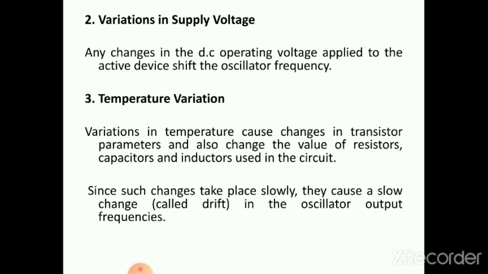Supply voltage: any change in the DC operating voltage applied to the active device shifts the oscillator frequency. Temperature: variation in temperature causes changes in transistor parameters and also changes the values of resistors, capacitors and inductors used in the circuit. Since such changes take place slowly, they cause a slow change, called drift, in the oscillator output frequency. A slow change in the frequency.